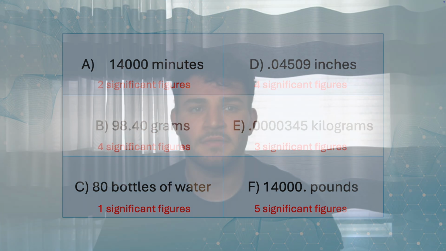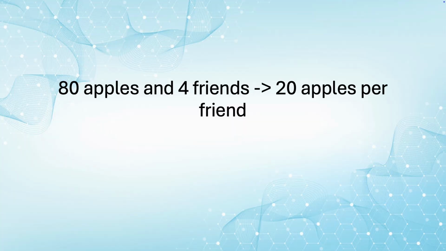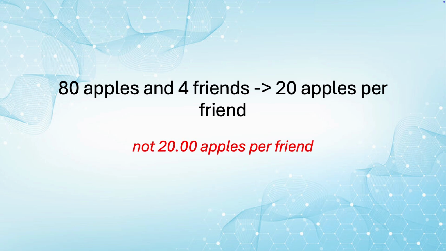The concept of significant figures doesn't really end there. Throughout this course, we'll do numerous operations and equations. We need to understand how to be able to express our answer correctly, showing the correct number of significant figures. For instance, if I have 80 apples and 4 friends, I can share 20 apples per friend. I'd never say 20.00 apples per friend, because I never measured my numbers to 4 significant figures.